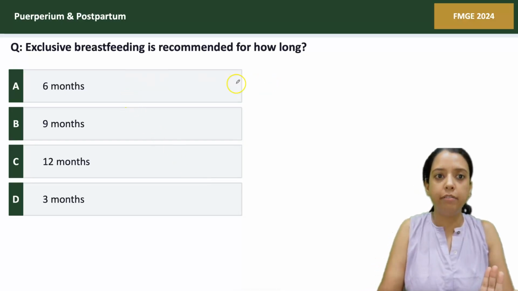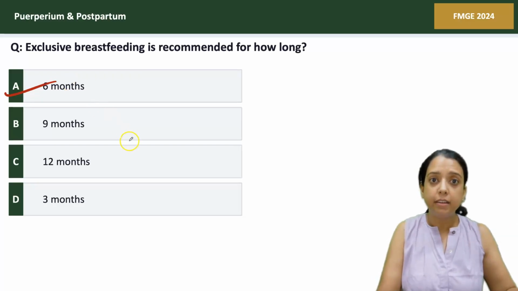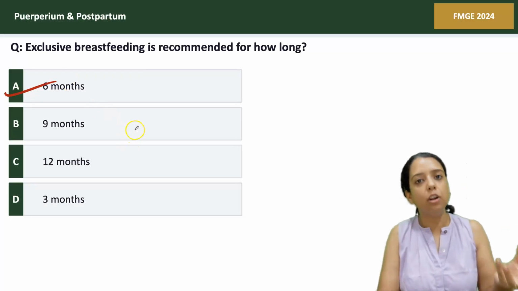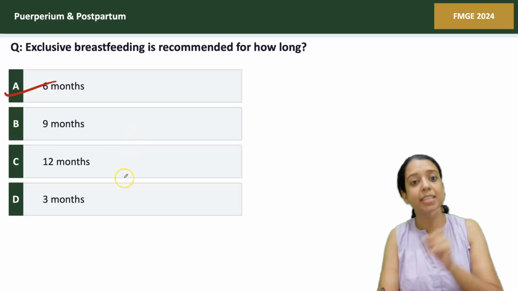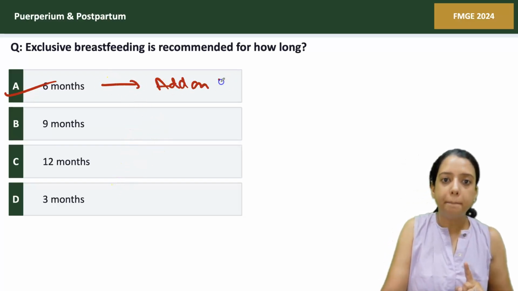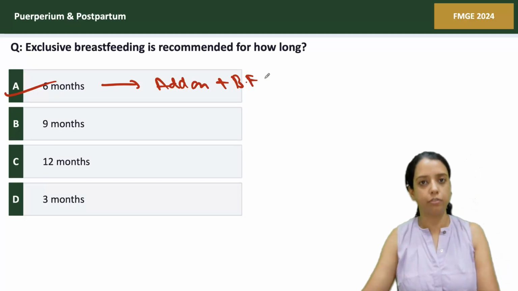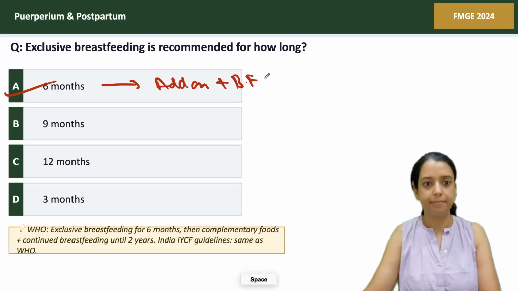Exclusive breastfeeding is for 6 months. Okay? After that, you will give the add-on feed plus breastfeed. It is advisable by the government that you should breastfeed for at least 2 years. Not compulsory, but yes, advisable.